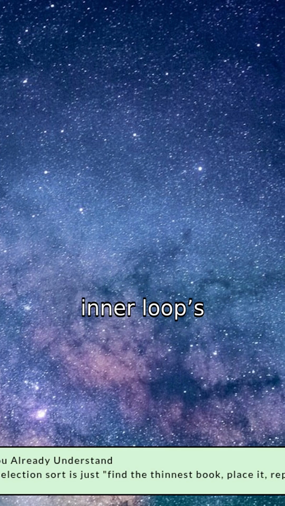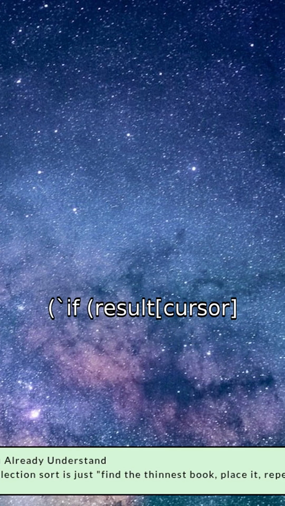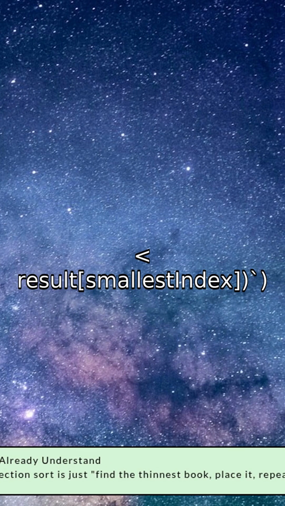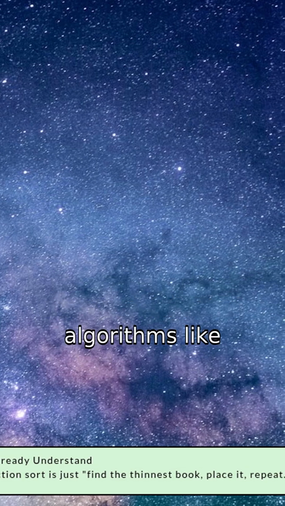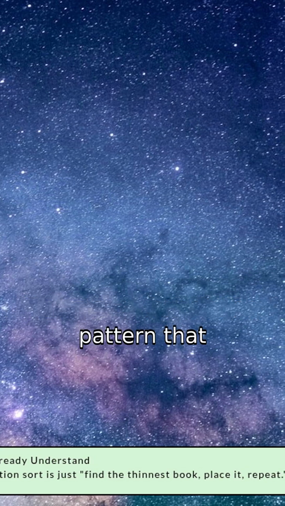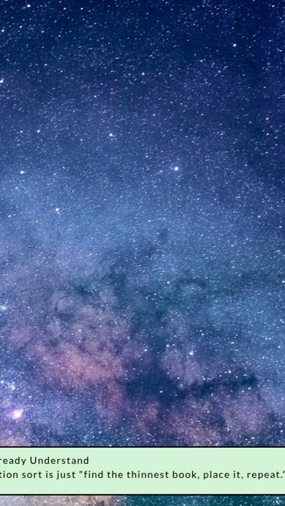The critical insight is that the inner loop's conditional update, if result[cursor] < result[smallestIndex], is the same mechanism used in more sophisticated algorithms like Dijkstra's, a foundational pattern that rewards early mastery.